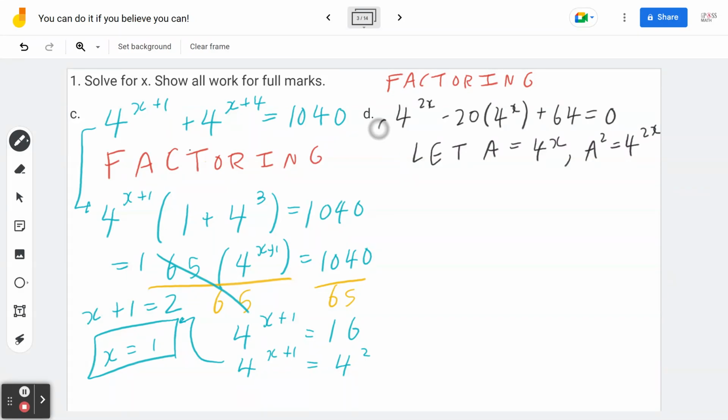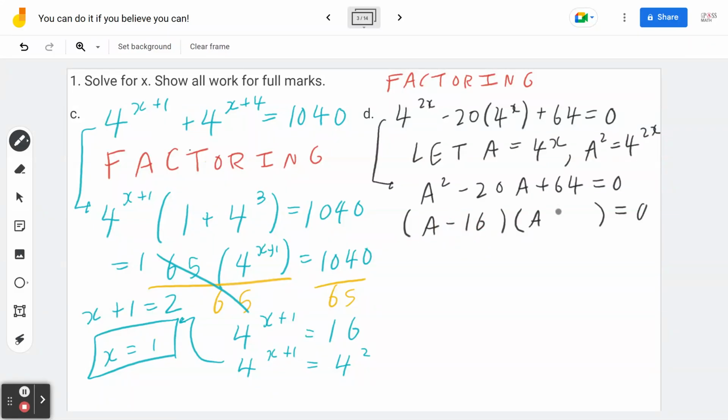So this means you can rewrite this in terms of a squared minus 20a plus 64, which equals 0. Again, this is simple factoring. This is grade 10 math in a grade 11 course. So a squared, of course, is a times a. You think about 64, and negative 16 times negative 4 is going to be positive 64. Negative 16 plus negative 4 is going to give you negative 20.